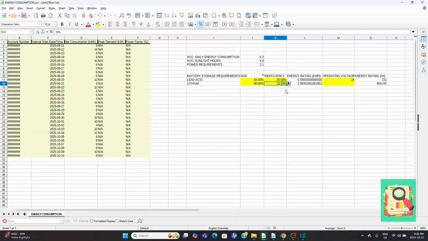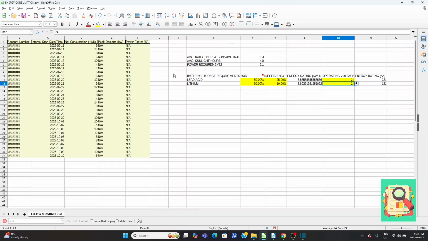Let's choose 10%. This is the energy rating in kilowatt hour units, roughly 2.9 kilowatt hours. Choose the same operating voltage, and our energy rating is much lower, and most likely the size of the lithium battery is going to be about half the size of the lead acid battery. And here we can see that our energy requirements, depending on the battery, is either one of these 2.